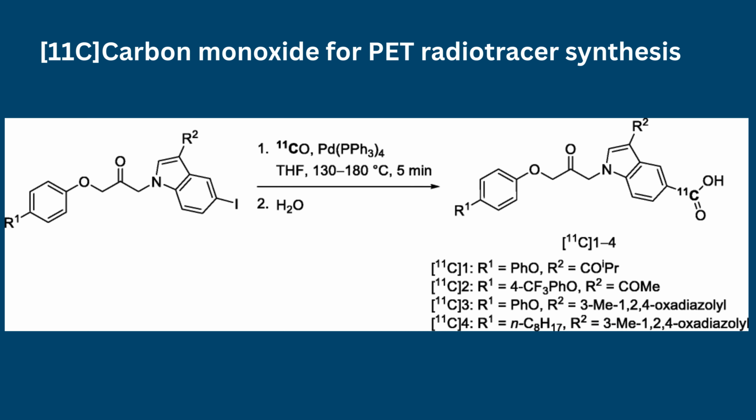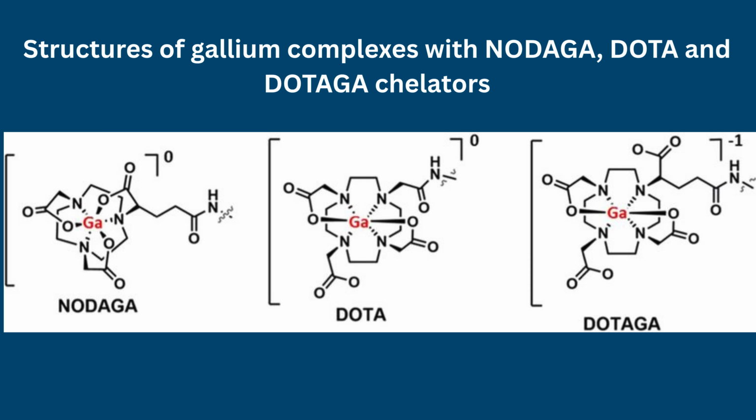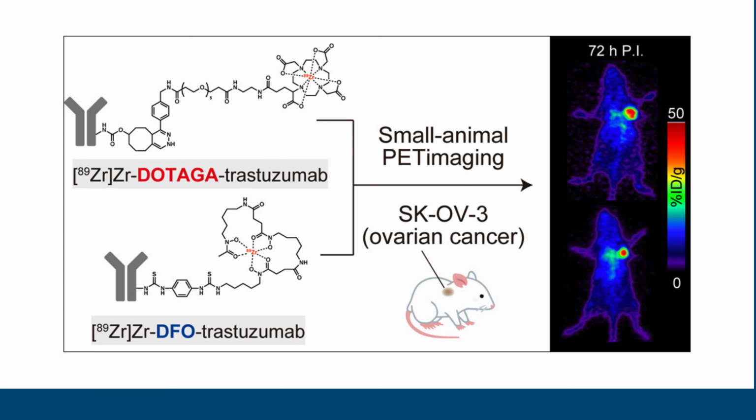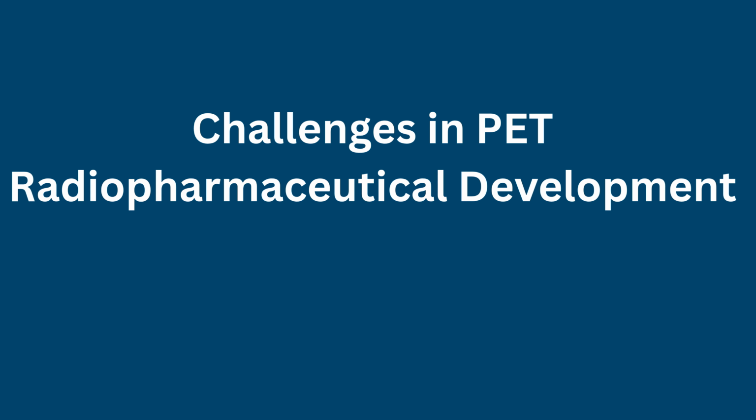Due to the short half-life of carbon-11, these reactions must be performed rapidly and often in automated synthesis modules. For radiometal-based tracers, the synthesis typically involves coordination of the metal ion with a bifunctional chelator that is covalently attached to a targeting molecule. Chelators such as DOTA and NOTA provide stable complexes with gallium-68 and zirconium-89, enabling the development of peptide and antibody-based radiopharmaceuticals.